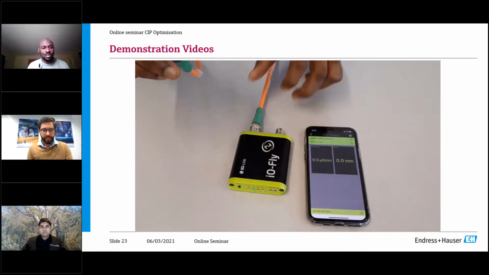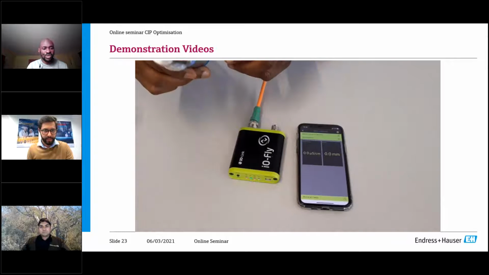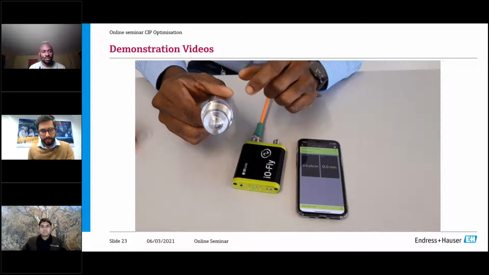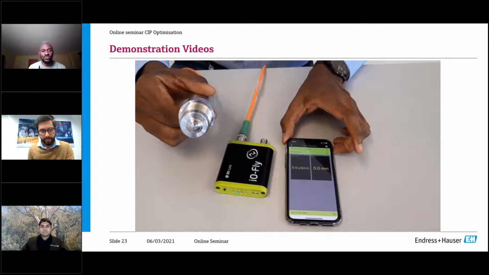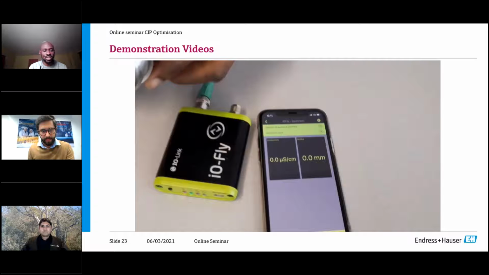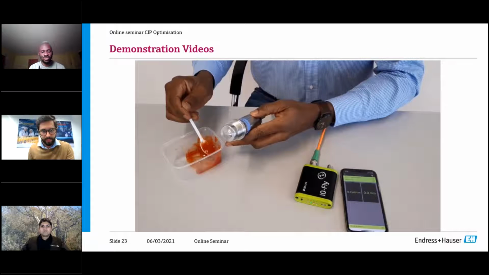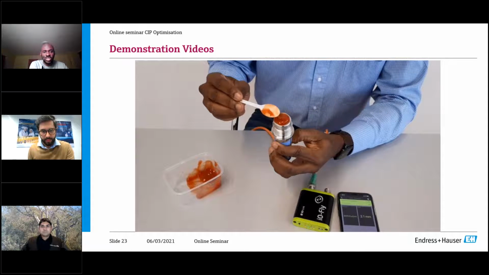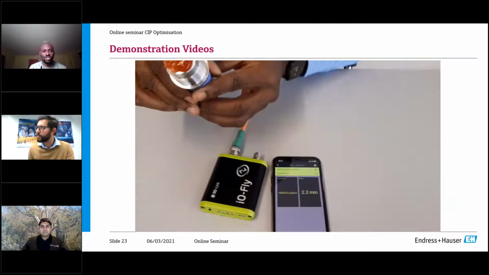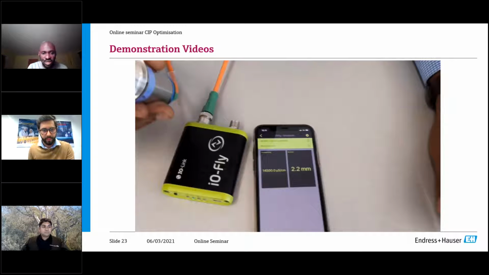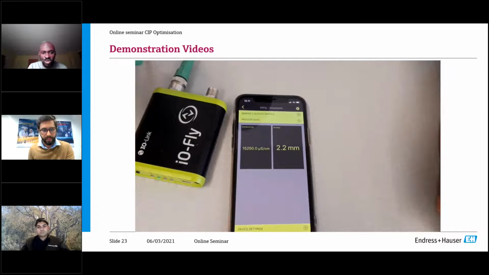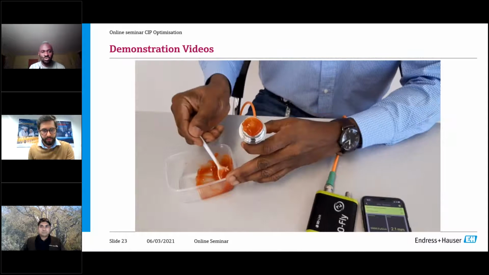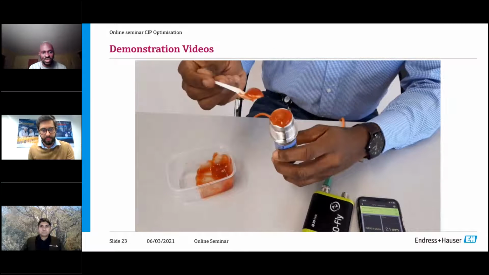So guys, as indicated by Gustavo, the device measures the build-up height and conductivity of different media, which is useful in CIP optimization, phase separation, and also in blending applications in the food and beverage industry. What is happening here is we are simulating the build-up height and conductivity measurements by applying a thin film of the measurement media on the sensor surface. Just look at the mobile phone. It displays both the conductivity as well as the build-up height. Take a look at the build-up height. We are getting 2.1.